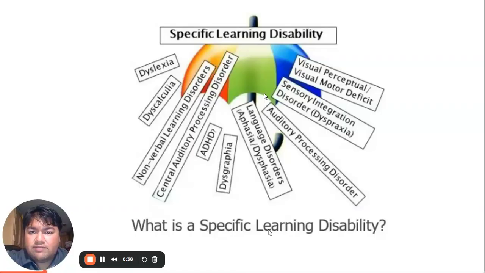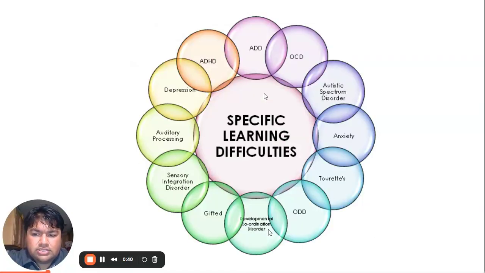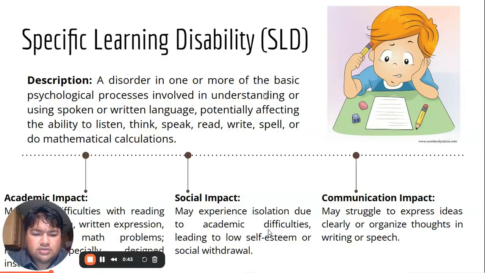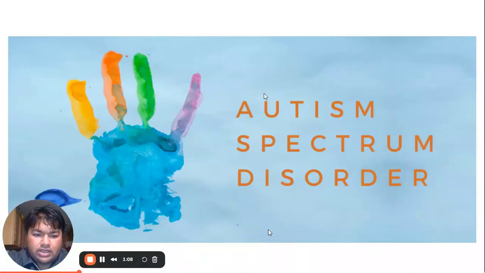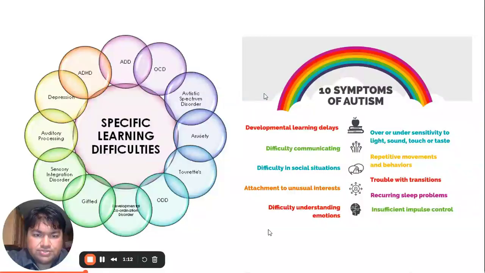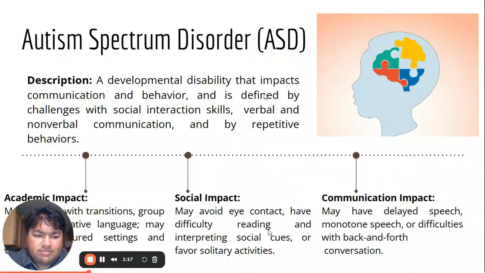So we have specific learning disability. A specific learning disability affects how students process language, both spoken and written. Students may struggle with reading comprehension, written expression, or math problem solving skills. Socially, this can lead to low self esteem and social withdrawal, and they may struggle to organize and express their thoughts clearly when communicating.